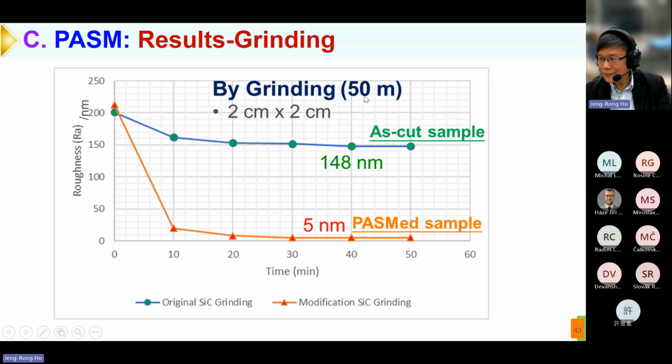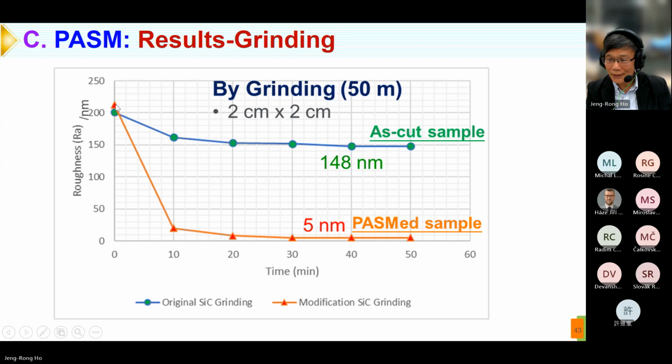And this one just quickly compares the results of 50 minutes of grinding, and the green line is the ACDRC samples. Initially, the surface roughness is about 200 nanometers. Then after grinding, we take off some surface contaminants. After 20 minutes, 30 minutes, 40 minutes, to 50 minutes, the surface roughness cannot be reduced anymore, and the resulting surface roughness is 148 nanometers.